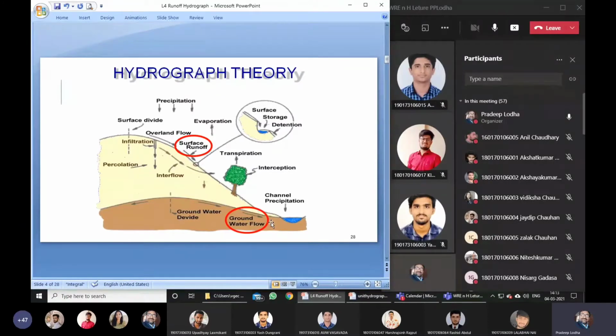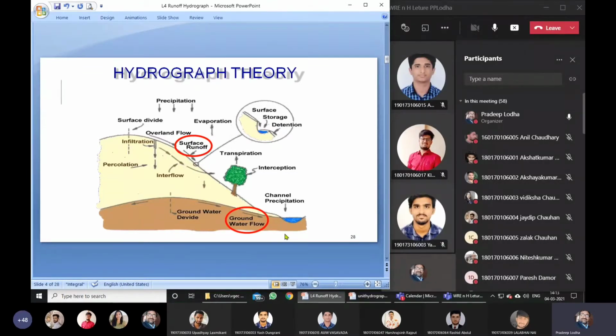So there are two types of water which cause flow in a given channel. One is the surface flow, the second is the groundwater flow. This groundwater flow is base flow. This is continuous and not fluctuating. This surface runoff occurs only when there is a rainfall event. So your hydrograph consists of both.